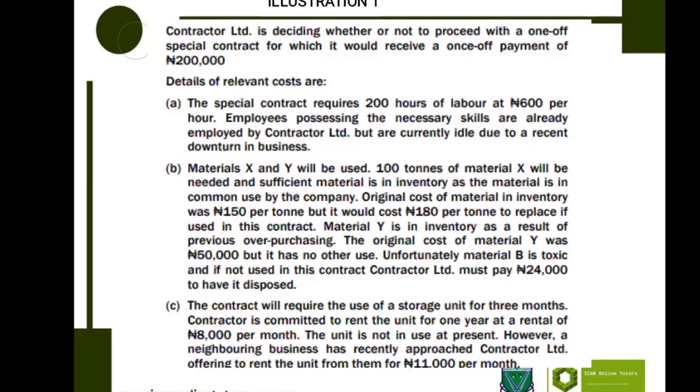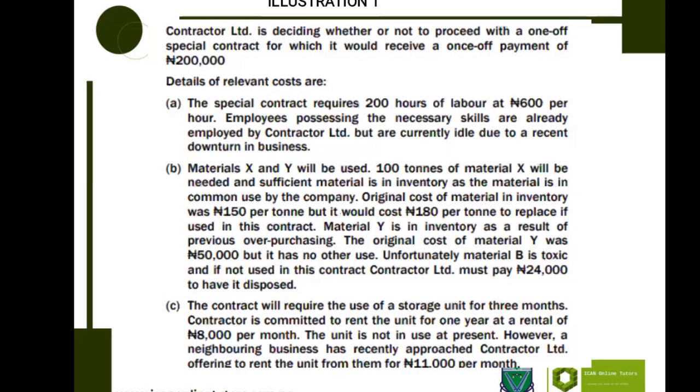B. Materials X and Y will be used. 100 tons of material X will be needed, and sufficient material is in inventory as the material is in common use by the company. Here are the relevant costing principles. The original cost of material in inventory was 150 per ton and it costs 180 per ton to replace if used in this contract. Y is in inventory as a result of previous overpurchasing. The original cost of material Y was 50,000, but it has no other use. Unfortunately, material Y is toxic, and if it is not used in the contract, Contractor Limited must pay 24,000 to have it disposed.